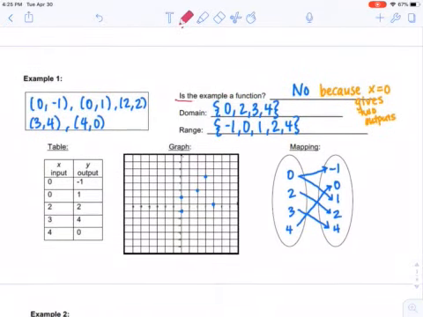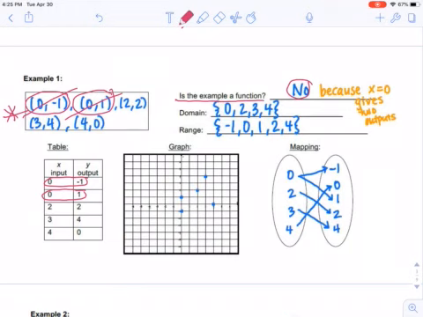So up here at the top says, is the example a function? And the answer was no. So let's see why. If you look over here at the list of coordinates, we see that the 0 x value is with -1, but then again the 0 x value is with +1. That is bad. Okay, the fact that the 0 has two different y values is not okay. Here's that same thing in the table. We see 0 is listed with -1 and it's listed with +1.